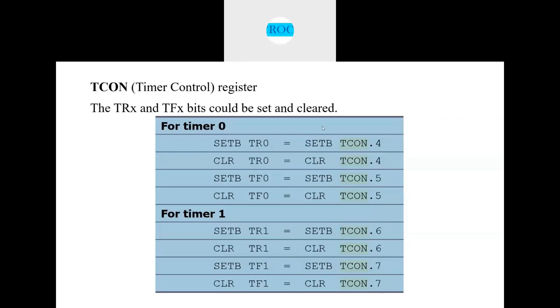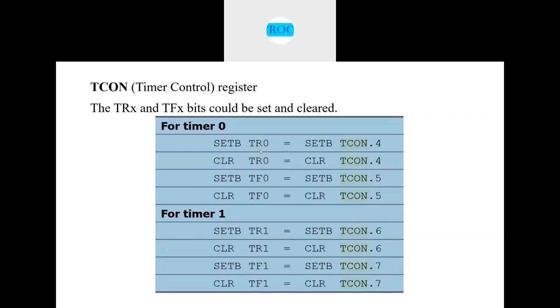We can see what we can use. All of these are bit addressable. You can directly mention SETB TR0, or you can also use the instruction SETB TCON.4. When I say SETB TR0, you're setting this bit so that TR0 is equal to 1. And again, we have CLR TR0. SETB TR0 means that you're starting the timer.